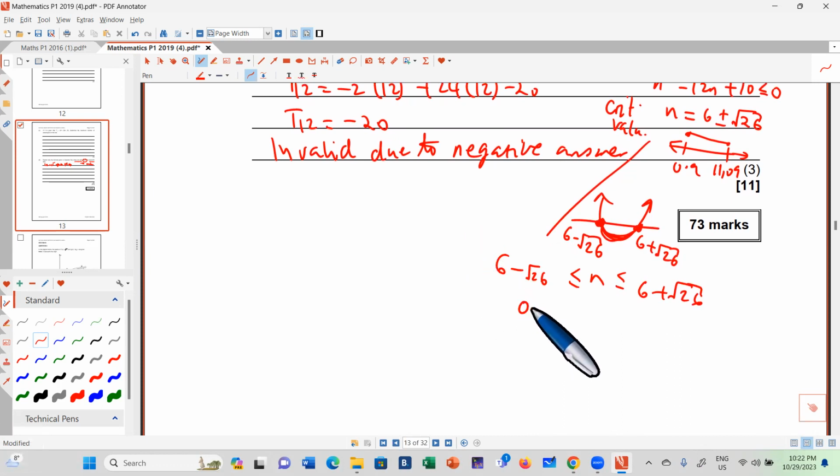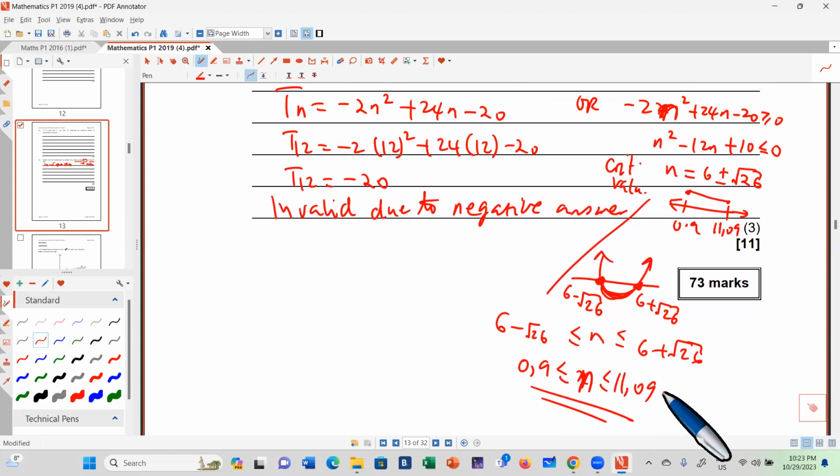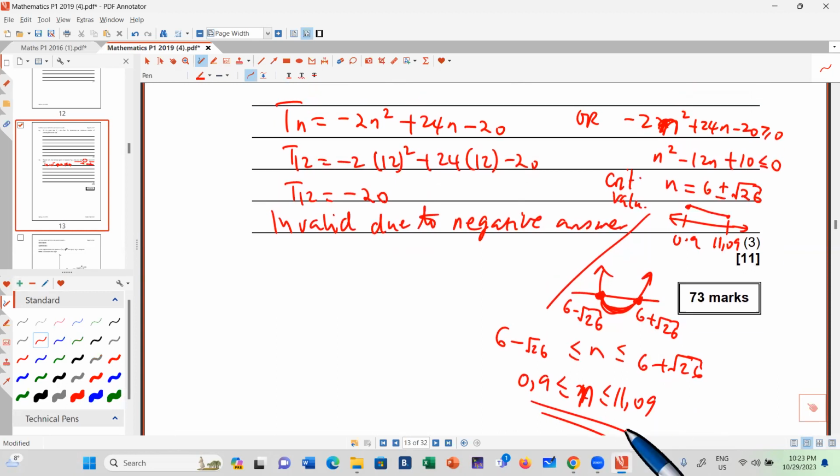Which means it is 0.9 to 11.09. That will be the n. So n is going to be exactly in that interval, meaning this formula is only valid up to 11.09, meaning it cannot work after the 11th stop. That would be another way to do this question.